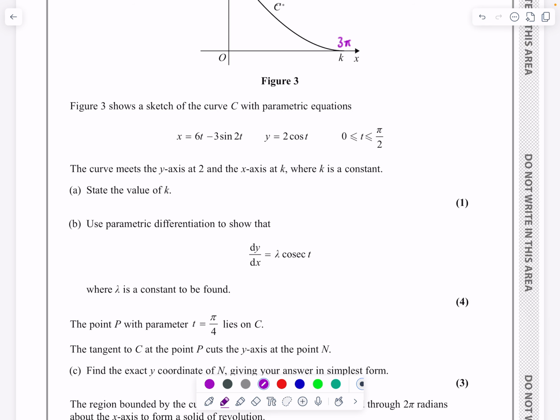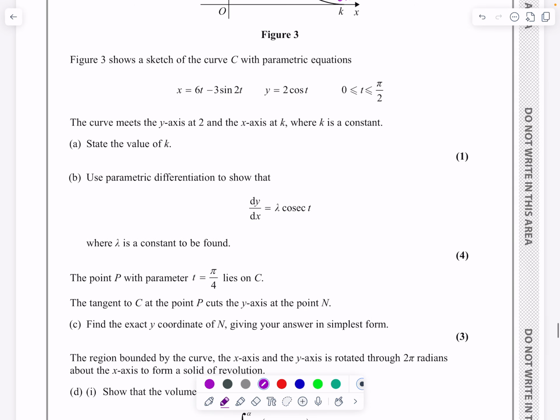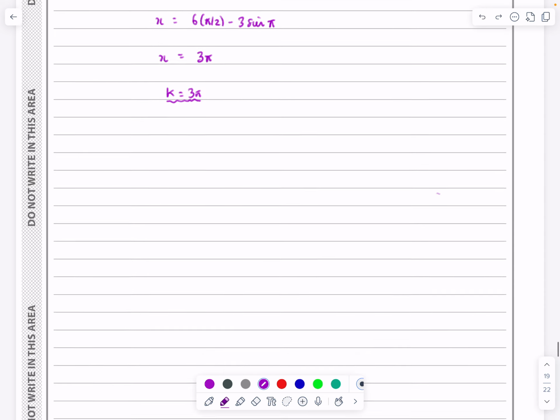So part A says find the value of k. We've managed to do that. Part B says use parametric differentiation to show that dy by dx is going to be equal to lambda cosec t. So I'll probably need to do some work later on to get it to look in that format, but getting started with dy by dx shouldn't really be too much of a problem.